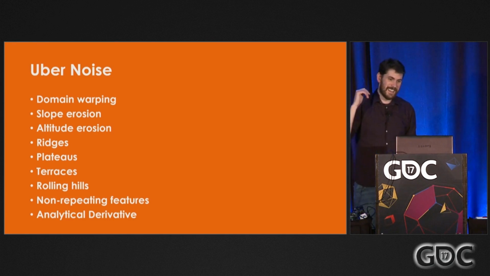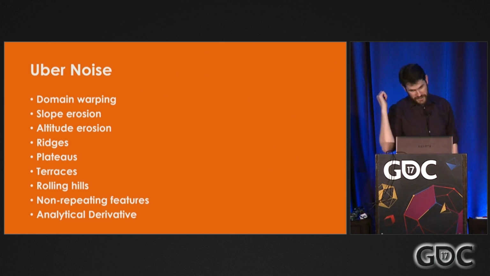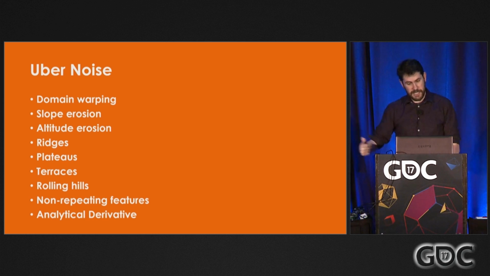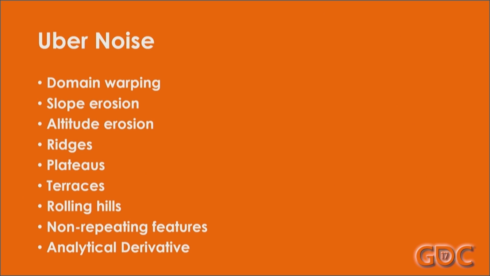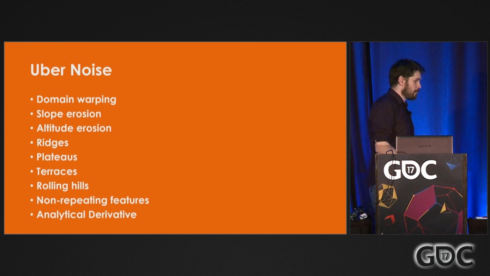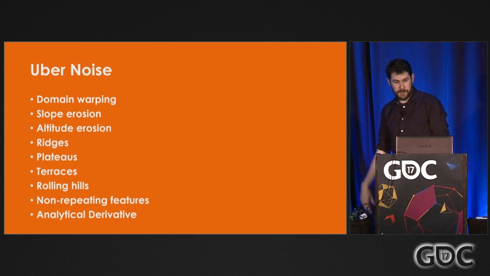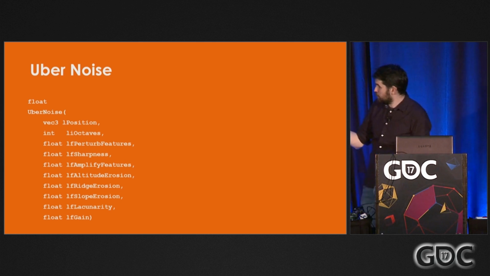So, what we want from our Uber noise is we want domain warping, like I just explained. We want erosion on our slopes. We want control over altitude erosion. We want ridges, plateaus, terraces, rolling hills. We want non-repeating features. And we want an analytical derivative returned at the end of it so we can go and feed that into more layers of Uber noise. And this is kind of how, this is the function for how terrains are generated in No Man's Sky. So this is the function that we want, right?